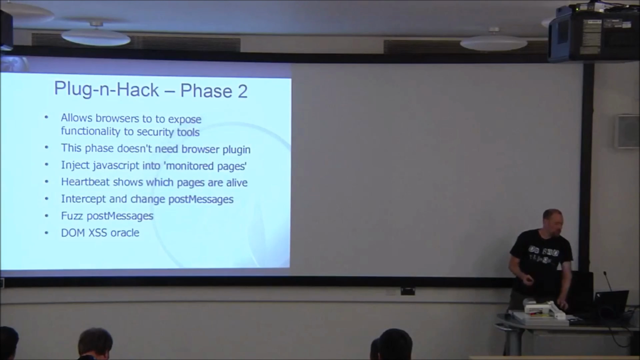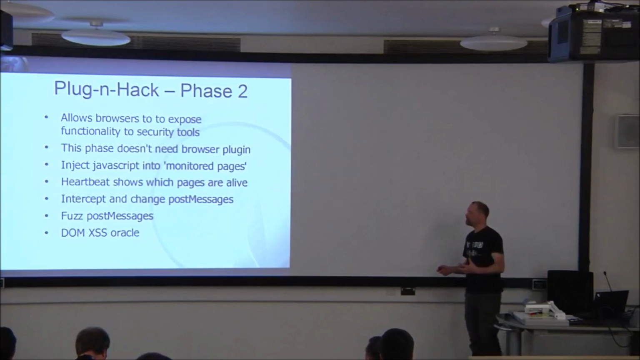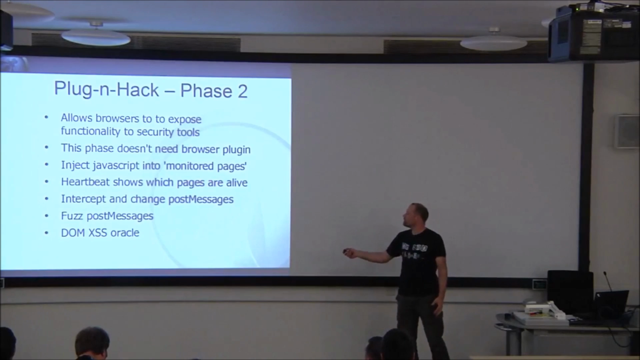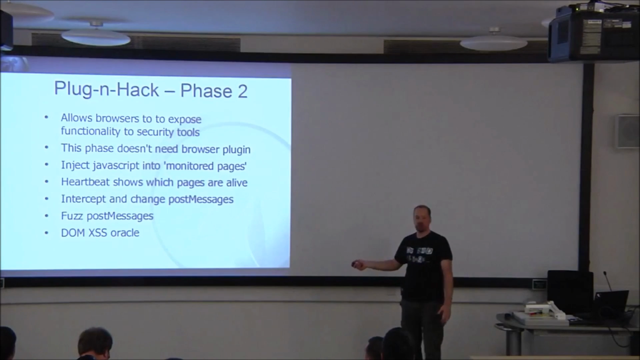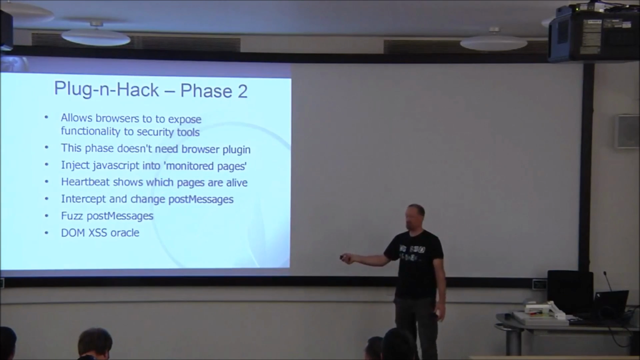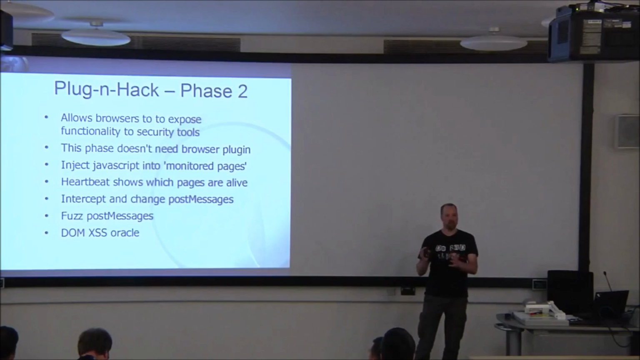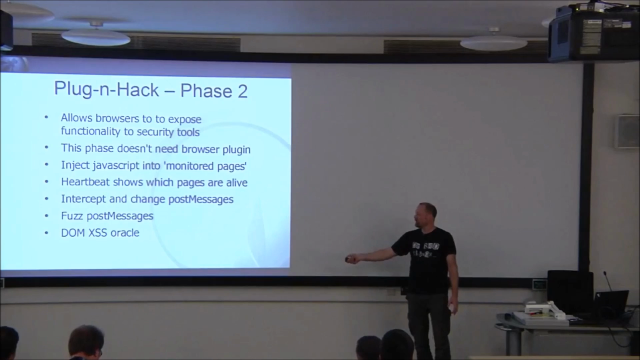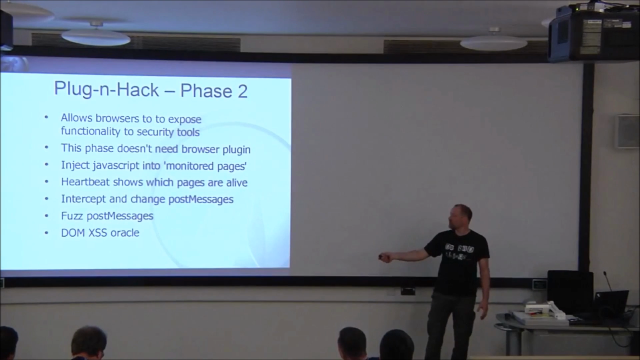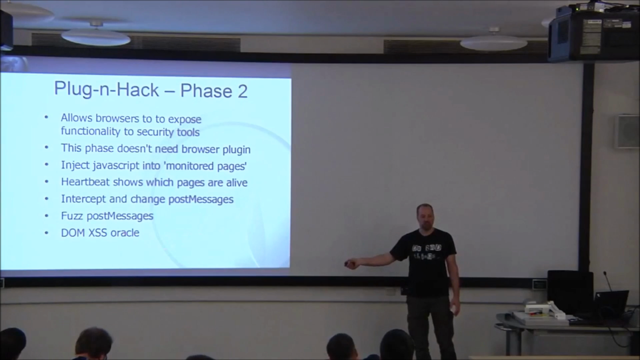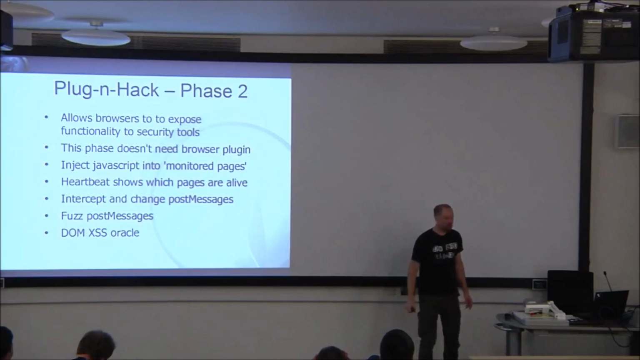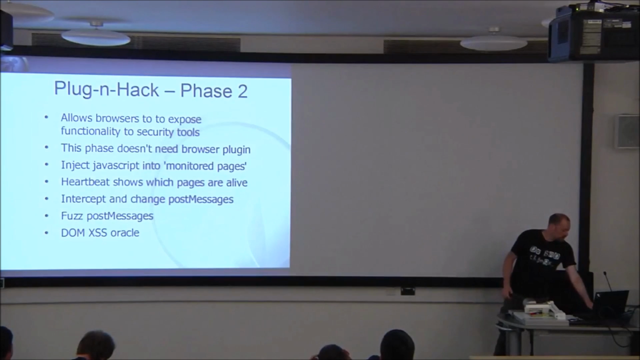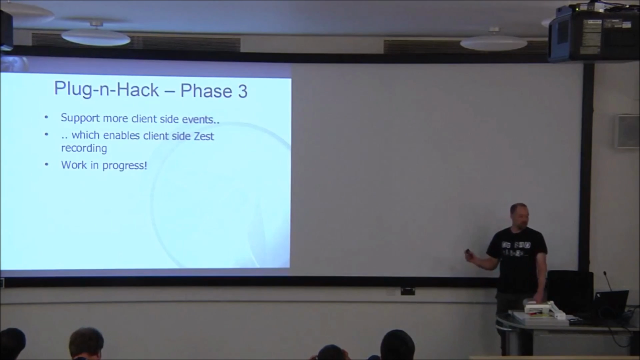What we've done in Phase 2 is allow it to inject JavaScript. We don't do this by default because obviously it's changing things. But it allows us to handle things like the postMessage API. So we can actually intercept and change post messages even though they are completely in the browser, once you've injected this JavaScript. One of the demos I did last time was fuzzing post messages and actually finding DOM XSSs in postMessage, which is kind of cool and not something any other tools can do, as far as I'm aware.